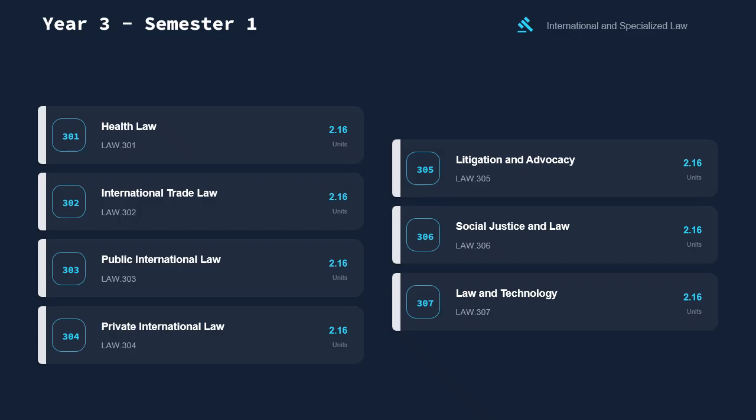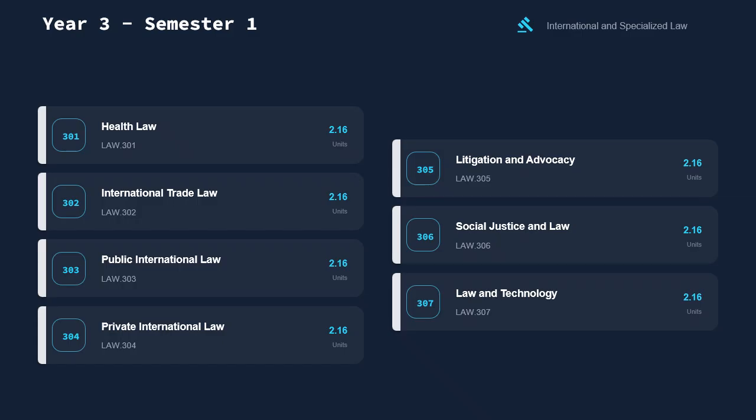Modern approaches, e.g., Restatement Second, use most significant relationship. Party autonomy allows selection in contracts. Real-life example, in Babcock v. Jackson, 1963, New York applied its own law to a car accident in Ontario because the parties were New York residents. This shifted from rigid lex loci to flexible interest analysis.